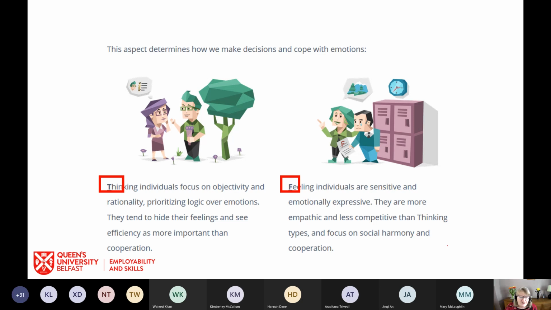Now, it's important to remember that people who have a thinking preference can also feel, and that people with a feeling preference are also thinkers. Okay, so it's not one or the other, but where your natural preference goes. So you can see the difference here where you might have a feeling individual who perhaps has all the same information as the thinking one does, but they'll apply their decision making in a different way.